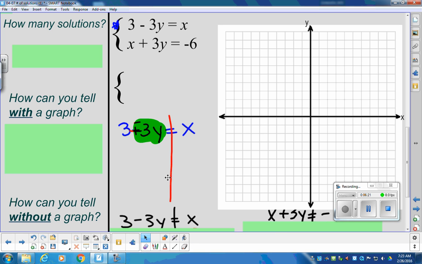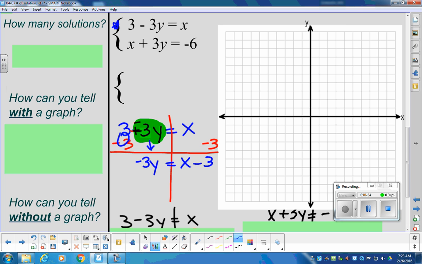I'm going to get rid of the 3 by subtracting 3, copy, paste. And then if I haven't used it, drag it down, because that's 0. If I haven't used it, drag it down as -3y. And on the right-hand side, I have x minus 3. My job is to get the variable y alone. It's not alone right now. It's multiplied by -3, so we're going to divide by -3, copy, paste.